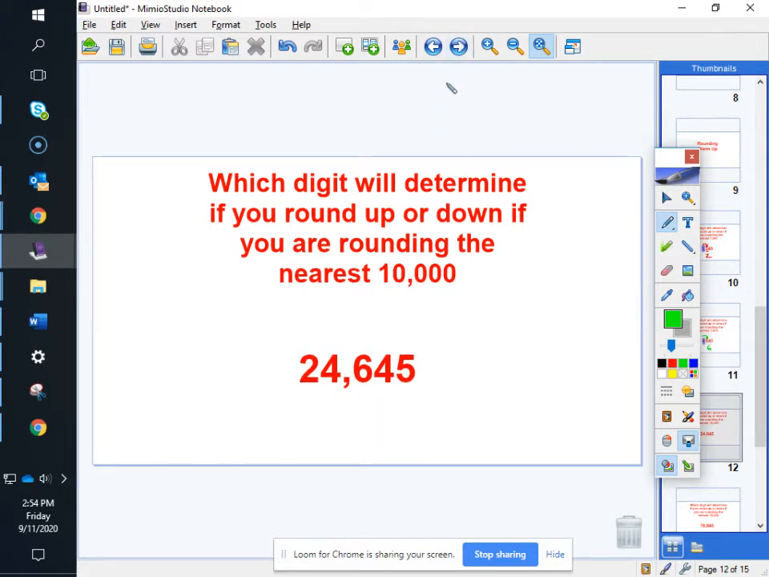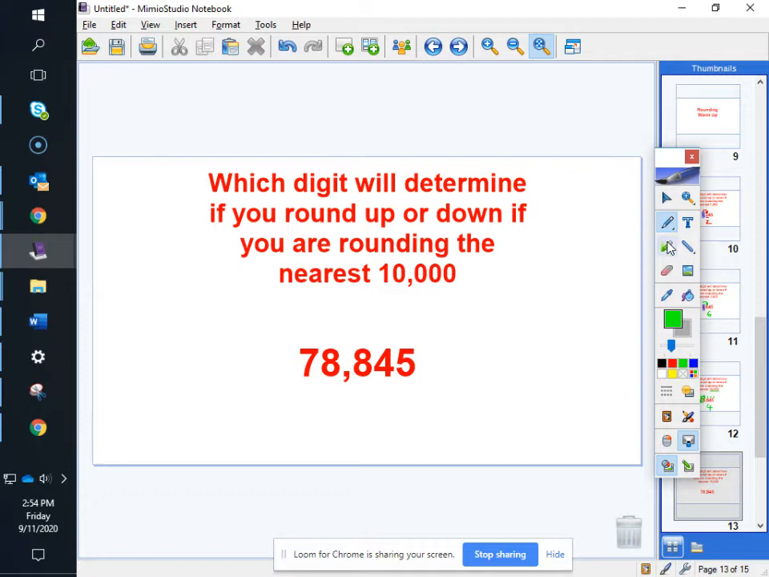Same instructions, except now you're going to figure out which number to look at if you're rounding to the nearest 10,000. Remember, it goes ones, tens, hundreds, thousands, 10,000s. So this is the spot you're going to round to, and you're going to use the one to the right in the thousands place, the 4. So you just type the number 4, because that's the number you're going to use to tell you to round up or down.